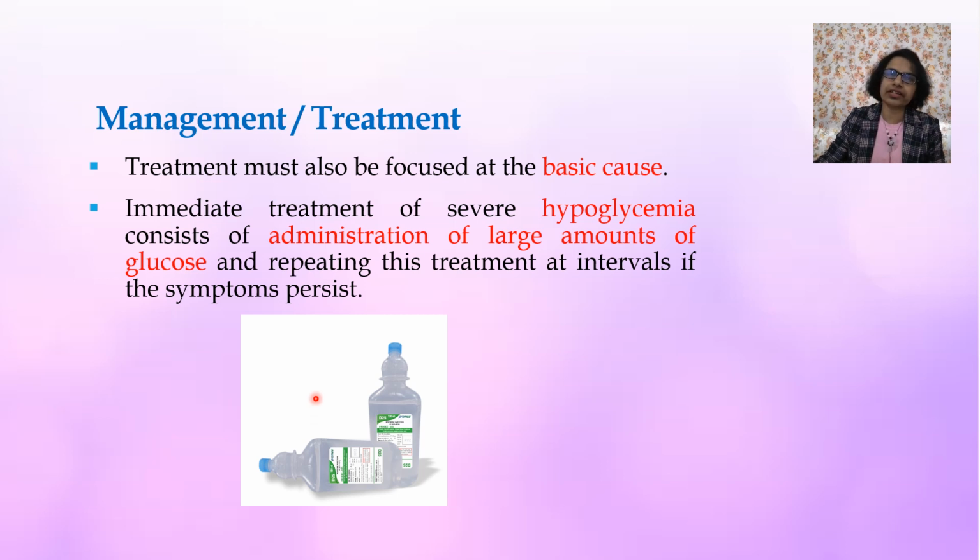Usually we use 5% dextrose and 10% dextrose. But in this condition, if the patient has severe hypoglycemia, what kind of IV fluid do we need to provide? That is 25% dextrose. Immediate treatment of severe hypoglycemia consists of administration of a large amount of glucose and repeating this treatment at intervals if the symptoms persist.